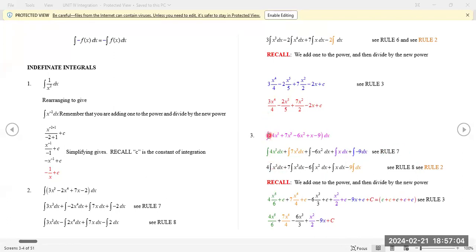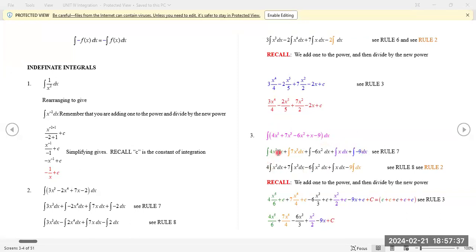It says, integrate all of this dx. It's the same thing like I did before. So I'm integrating 4x to the 5th dx, plus the integral of 7x cubed dx, plus the integral of negative 6x squared dx, plus the integral of x dx, plus the integral of negative 9 dx.